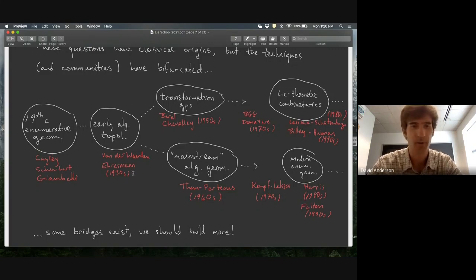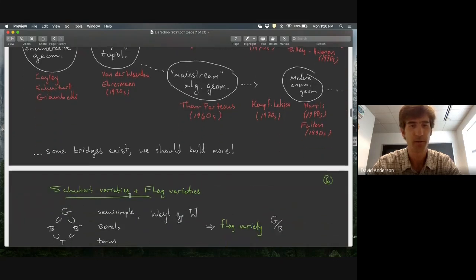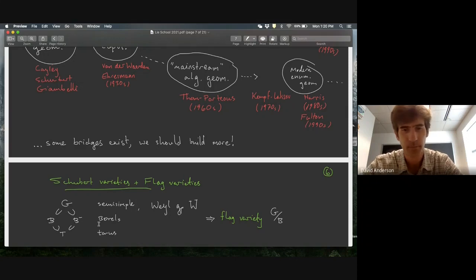Okay, I'm going to turn to a little bit more of a detailed setup, talking about Schubert varieties and flag varieties. Please do interrupt me with questions at any time. So here's the general setup that we're working with, and shortly I'll specialize it to a particular group. But in general, everything I'm saying works if you've got a semisimple complex Lie group, G, with Weyl group, W.